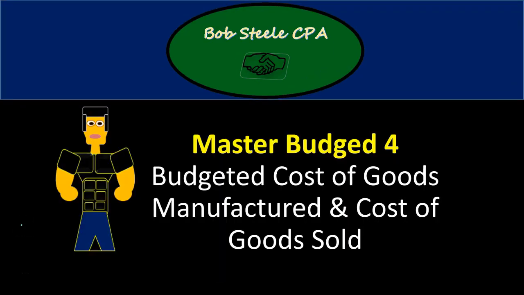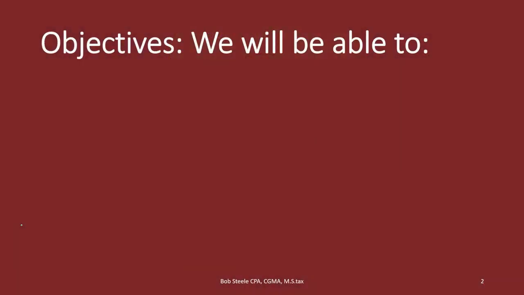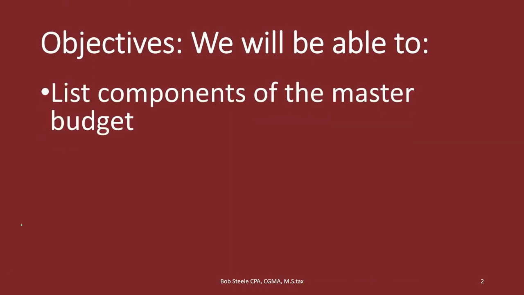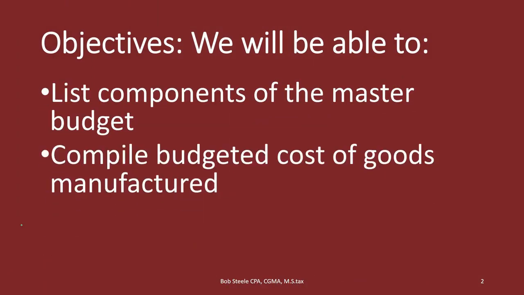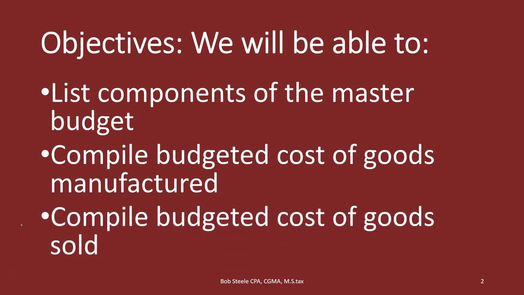Hello, in this lecture we're going to continue with the Master Budget Part 4. If you haven't looked at the previous 3 parts, take a look at those. We'll be continuing in Part 4 with the budgeted cost of goods manufactured and cost of goods sold. We will be able to, at the end of this, list components of the master budget, compile a budgeted cost of goods manufactured, and then compile the budgeted cost of goods sold.